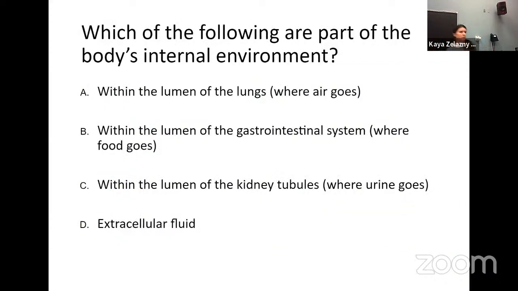So for now, one of the things we do really want to get down pat is the difference between internal and external. Okay. So I don't have this up as a poll right now, but if you read through these, go ahead and make yourself a little checklist. Which of these are going to be part of the internal environment versus which would be part of the external environment?